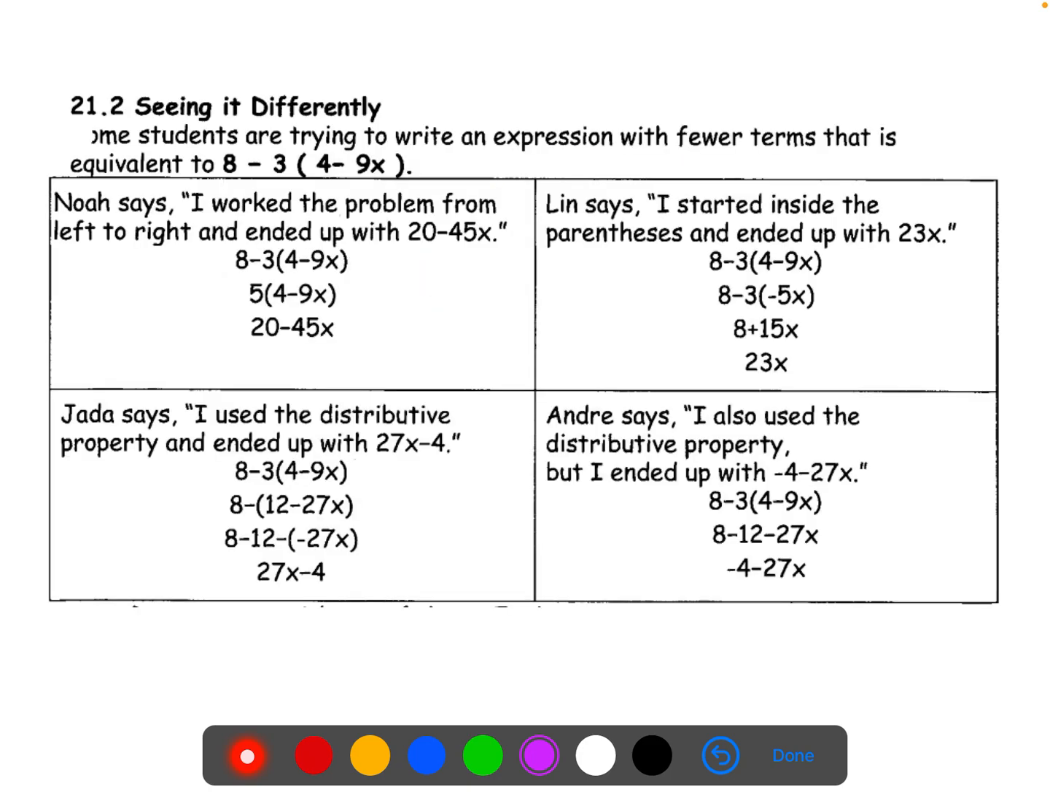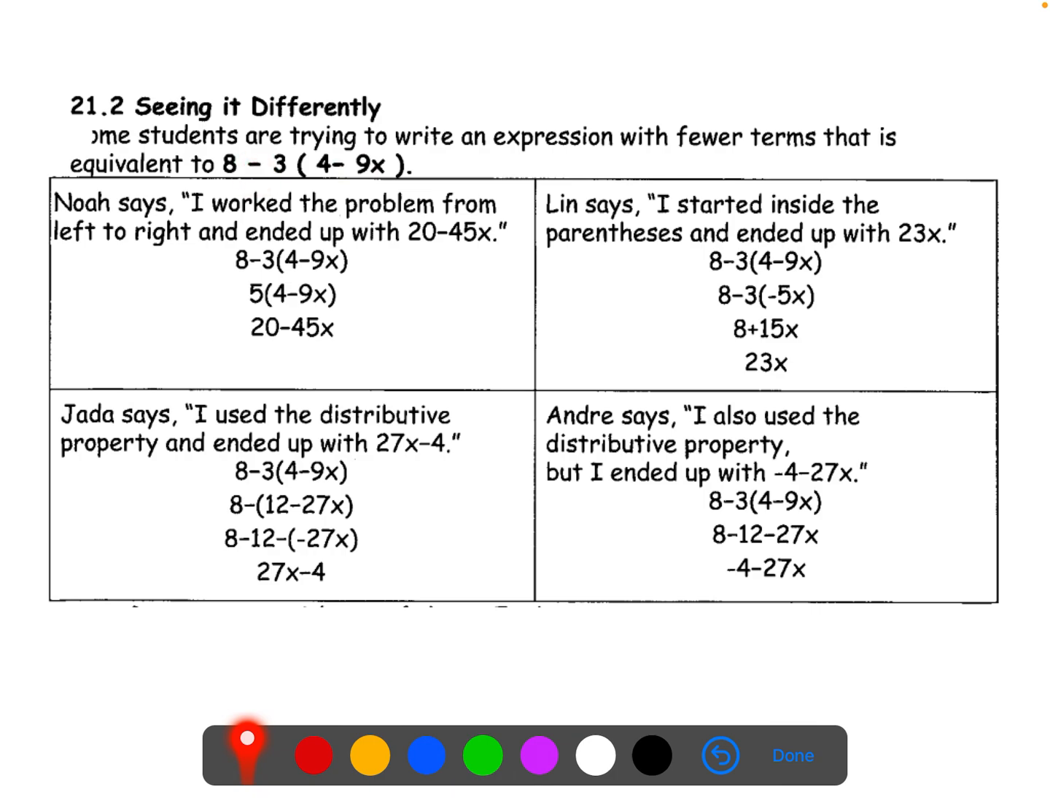Okay, we're going to look at one last problem here. Then I want to let you give this a try. So, seeing it differently, some students are trying to write an expression with fewer terms that's equivalent to the expression here. We've got 4 different people here. We're supposed to see if anyone did it correctly, and if they did it incorrectly, then we need to figure out what they did wrong. So, starting here, this is our expression. I can see we have distributive property happening here because we got 3 of everything in parentheses, and that's all being removed. It's all being subtracted.